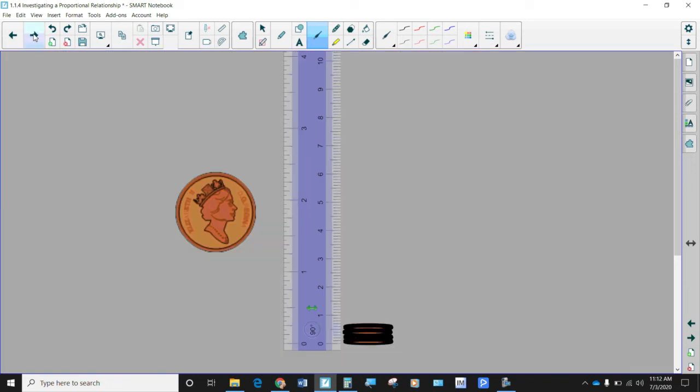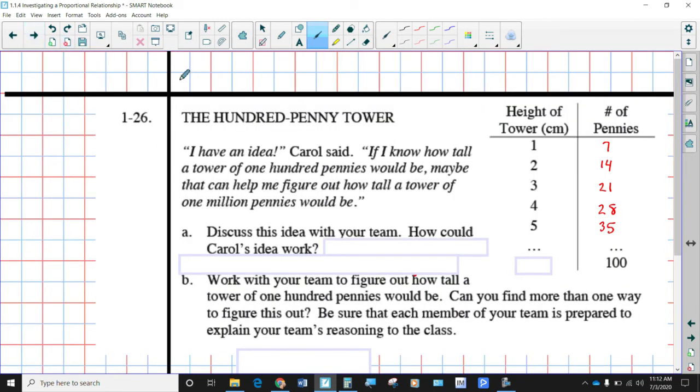So if we multiplied the number of centimeters times 7 to give us the number of pennies in that type of a tower, what process needs to happen to go in the other direction? What's the opposite of multiplying?